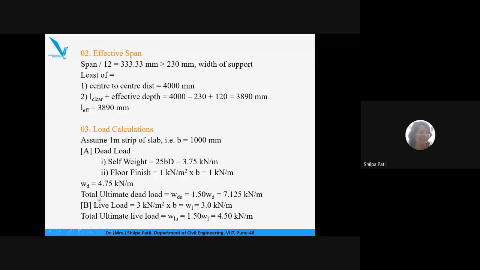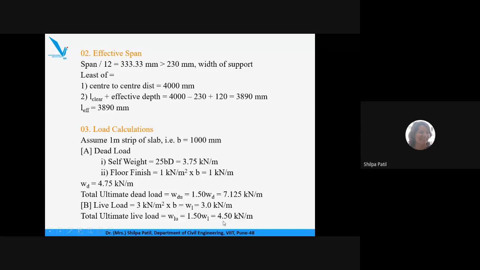Now, immediately we are calculating here the ultimate dead load, that is the design dead load, by applying a partial safety factor of 1.5. So after that, the design dead load we are getting is 7.125. Okay. Then the next step is to calculate live load, which is given already in the problem, 3 kilonewton per meter square, multiplied by the width 1 meter, we are getting it in UDL, that is 3 kilonewton per meter. Again, live load also we are converting into the ultimate live load by applying partial safety factor of 1.5 as 4.5.